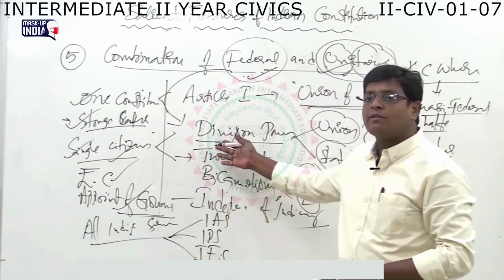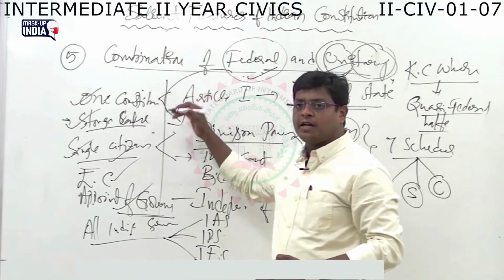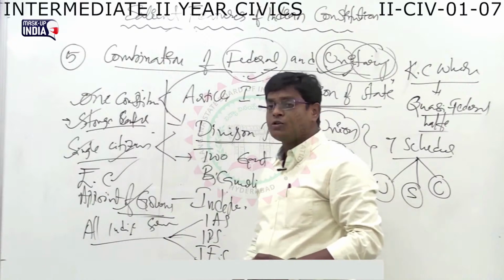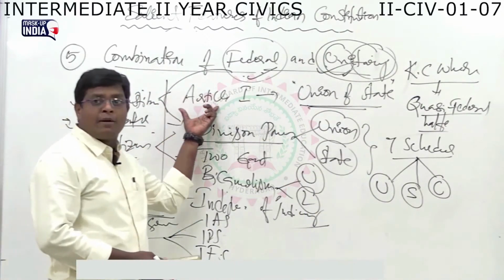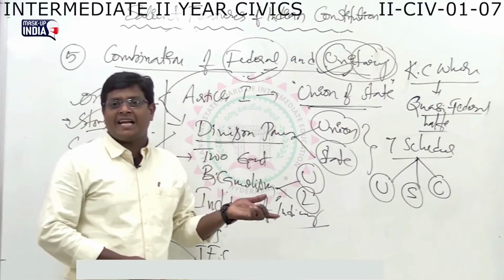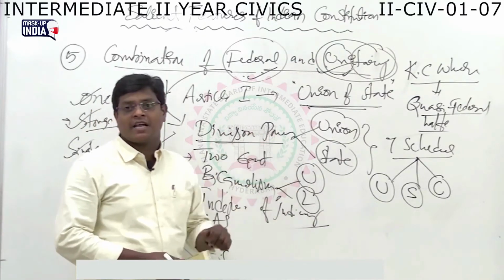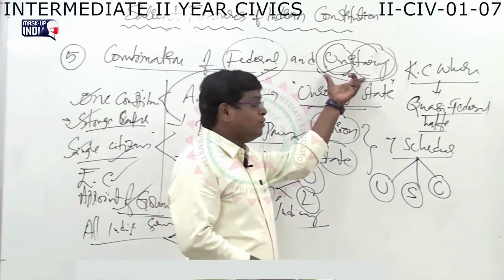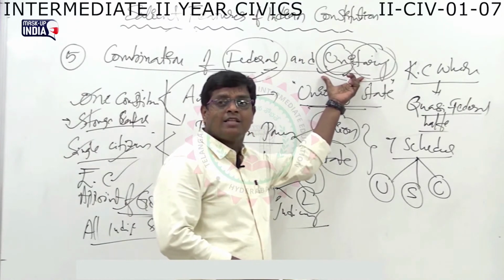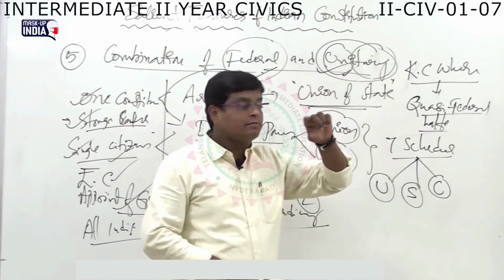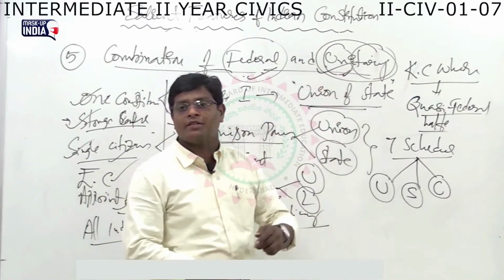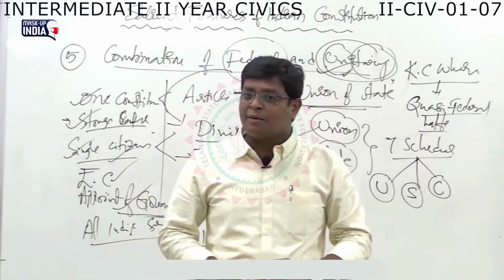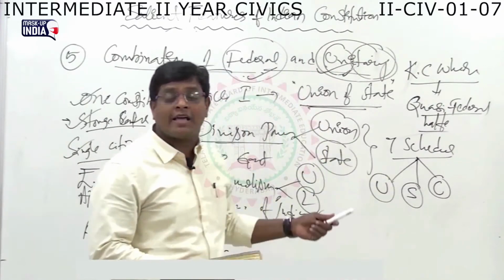Ivor Jennings, one of the famous constitutionalists from Britain, also described the Indian Constitution as a federal form of government with centralizing tendency. That means unitary government, which enjoys the powers by one government. There is no division of powers in a unitary form of government. According to Ivor Jennings, India is a federal form of government, but there is a centralizing tendency.